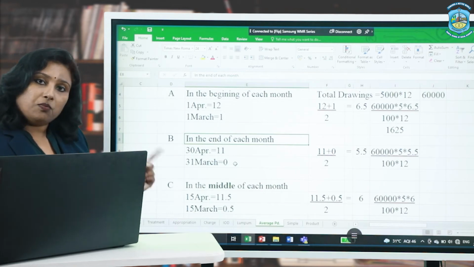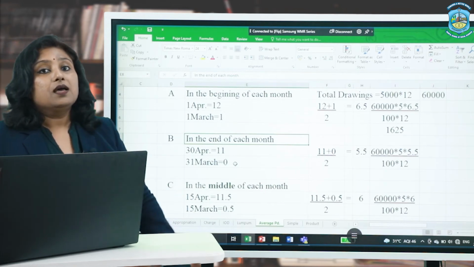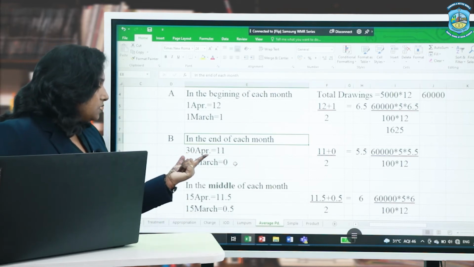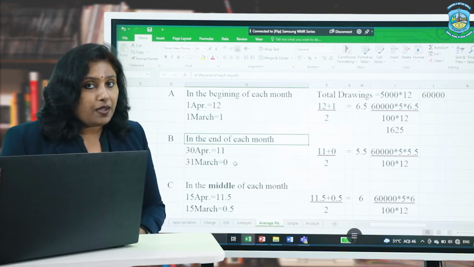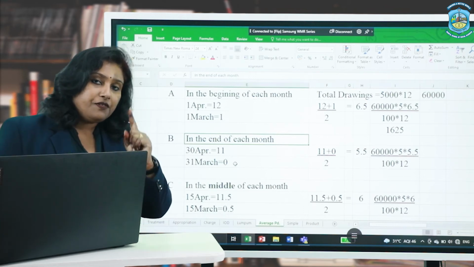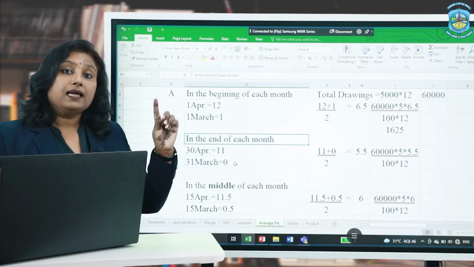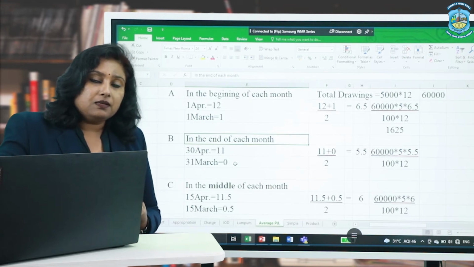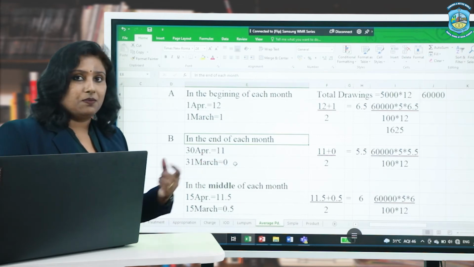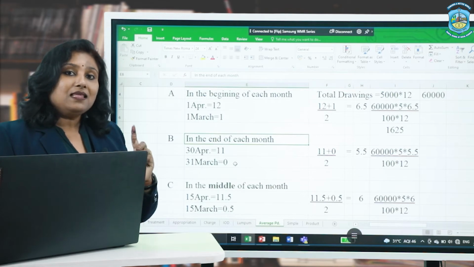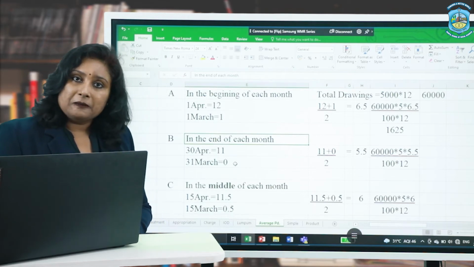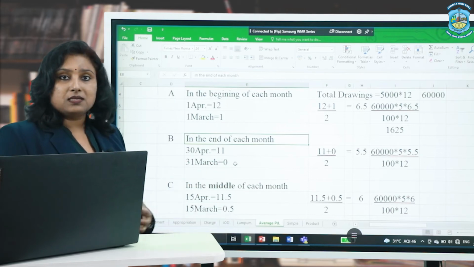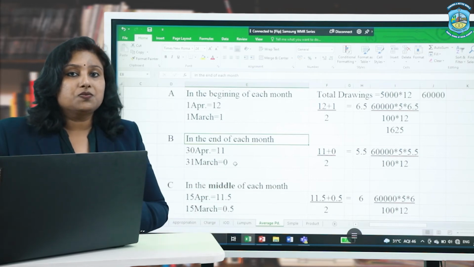Okay, so the formula remains same, that is months left after first withdrawal and months left after last withdrawal. So let's count. The first withdrawal might have been done on 30th of April. Why? Because in the very first month of April, he'll be withdrawing at the end of the month, which is 30th of April. So from 30th April till 31st of March makes 11 months, isn't it? And the last month would be 31st of March. So from 31st of March till 31st of March only makes 0 months. There are no months left after last withdrawal.